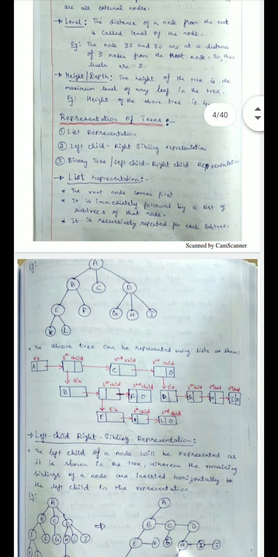A's first child is what? B. He is having three children, B, C, D. So these are connected. A is connected to the first child, then C, then D. Here, B's connection is to what? B has children E and F. And E is having a connection with what? K and L. Similarly, D is having a connection with what? G, H, I. So D's connection is G, H, I, and C has no connection. So this is how you can represent it in the list format.